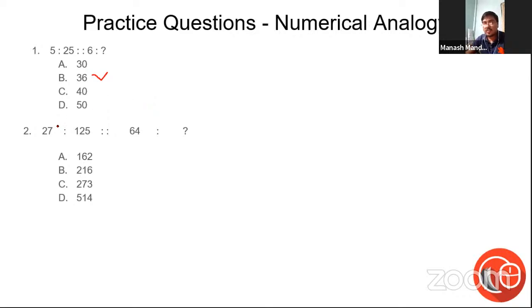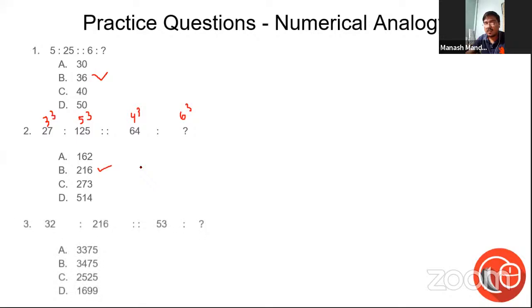Okay, let us understand the logic here. If you know the table of cubes, 27 is nothing but 3 cube. 125 is nothing but 5 cube. And 64 is 4 cube. Using this logic, we have 3, 5, 4, and then it should be 6 cube, and 6 cube is 216. Yes, 216 is the answer. Very good. Please solve this.